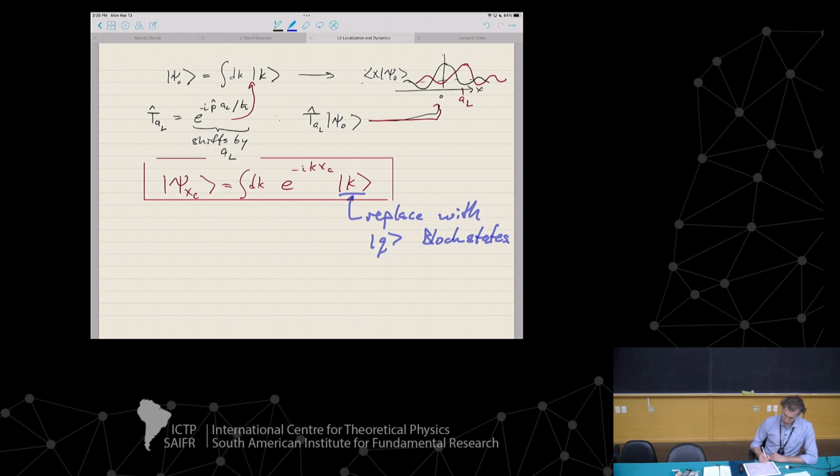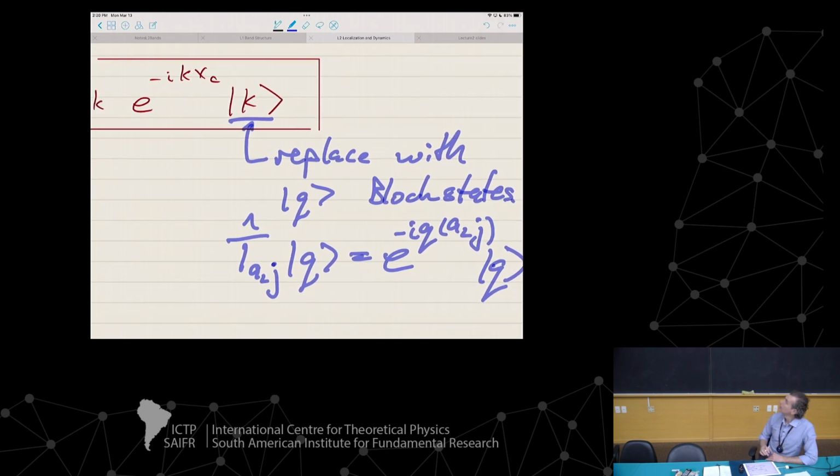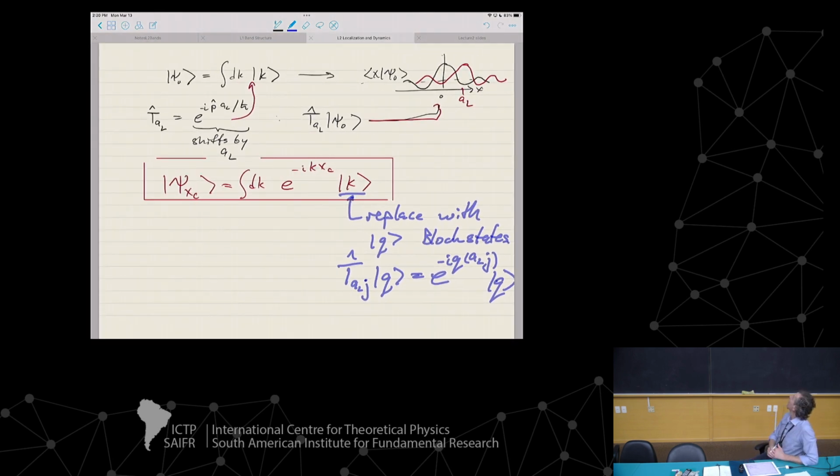And to remind you, they had the special property that if I take the translation operator times a lattice site displacement times any number of lattice sites, then if I apply that to the q state, I get, just like it would be for free space, e to the minus iq times the displacement, a lattice times j, times the original q state.